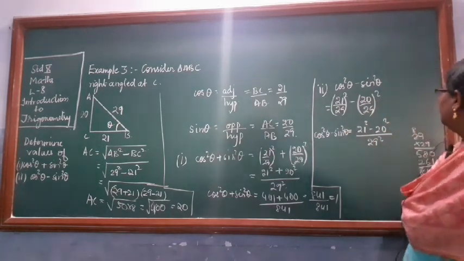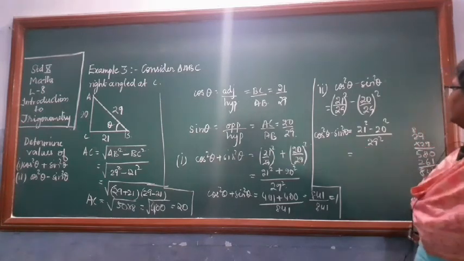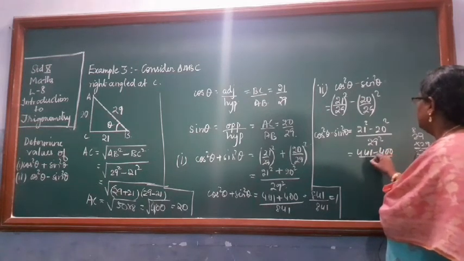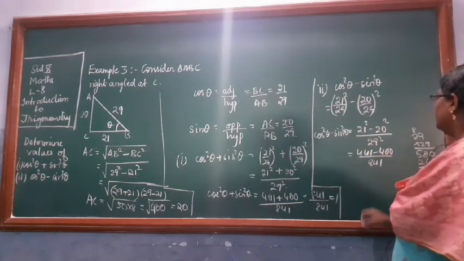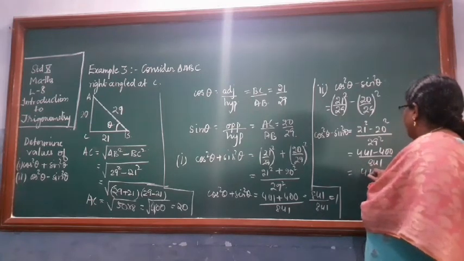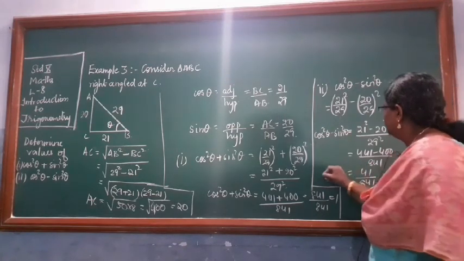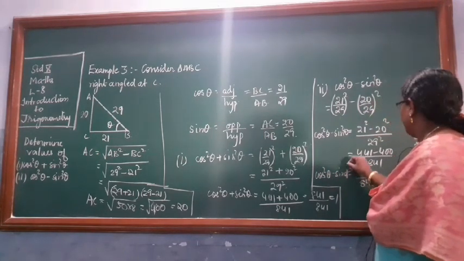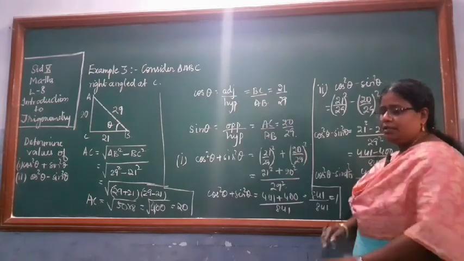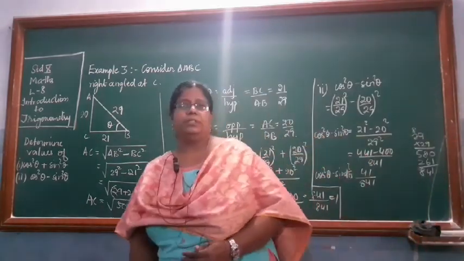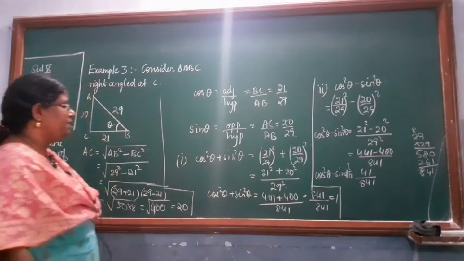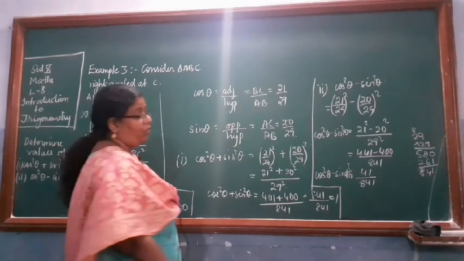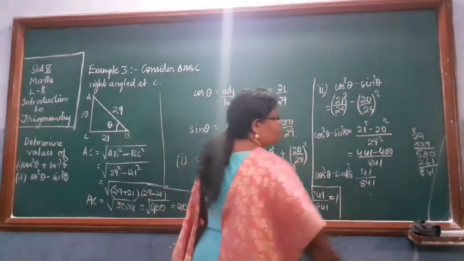Now this is equal to 441 minus 400 upon 29 square, which is 841. So you get 41 upon 841. This is the value for your cos square theta minus sin square theta. Just check with your textbook answer whether it is coming out the same way or not. You will get 41 upon 841. So this is how you should be solving.